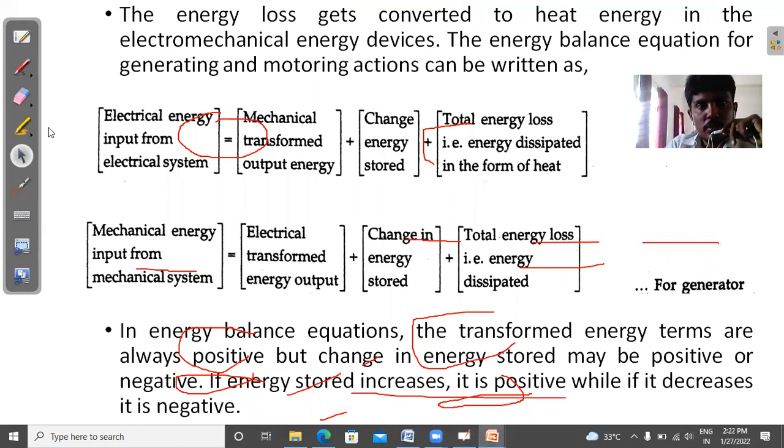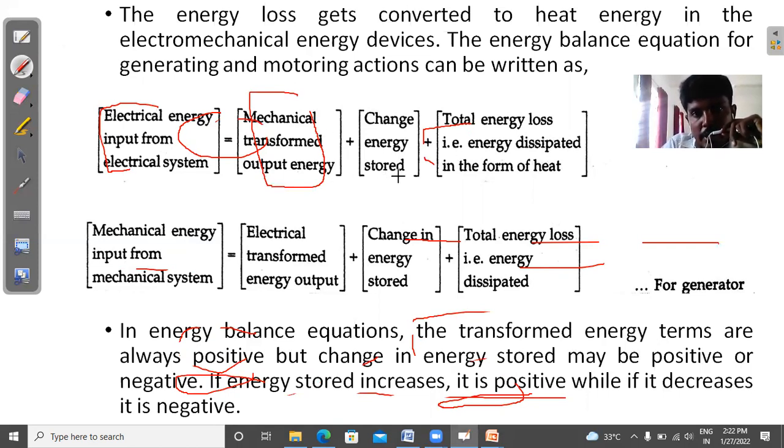See the diagram here. The input is electrical energy and the output is mechanical energy. By using the motor, we convert electrical energy to mechanical energy. At the same time, some of the energy is stored, which is the change in energy stored in the magnetic field. At the same time, losses will be formed. That is called total energy losses.